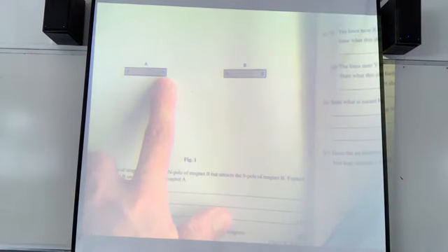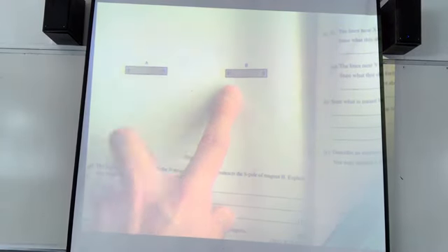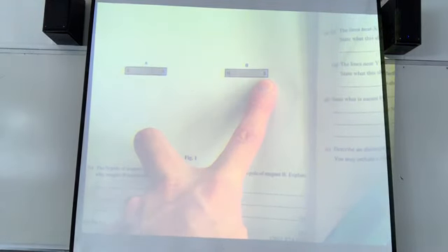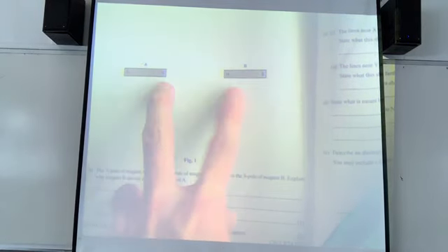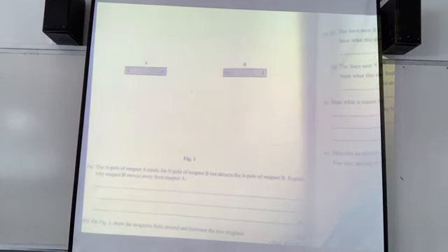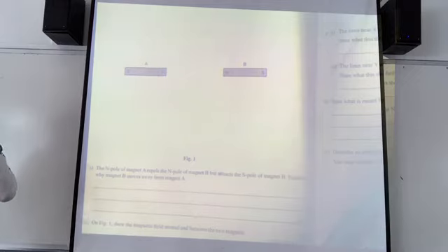the north pole here repels this. North repels north. But the north pole here attracts this, the south. But why is it that the two are still repelled? One attract, one repel, but how come ultimately repel wins? Any idea?